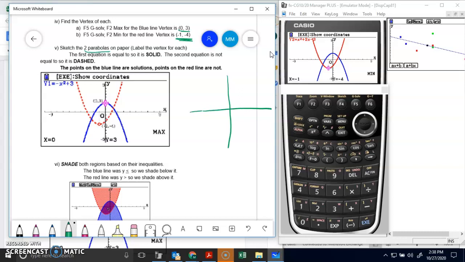I simply plot, I'll do the blue line first, my vertex at 0, 3, and I'm going to draw it. Just a sketch. It doesn't have to be super accurate. I mean, if you want to get x-intercepts and stuff, you can, to be more accurate. And then I'm going to draw my second line with a vertex at -1, -4, and I'm going to draw it going up.